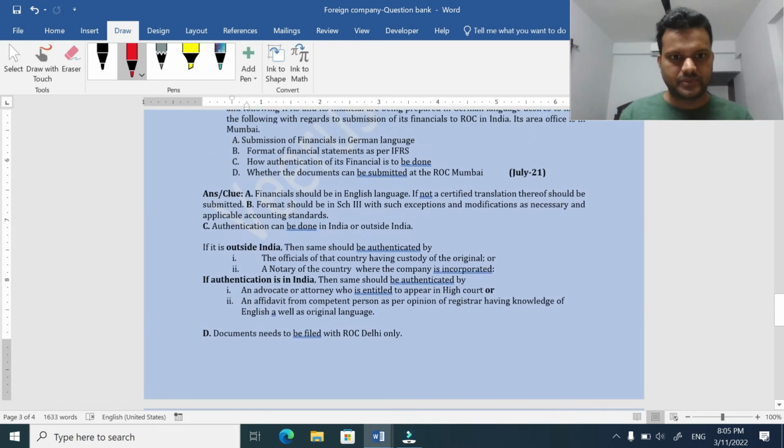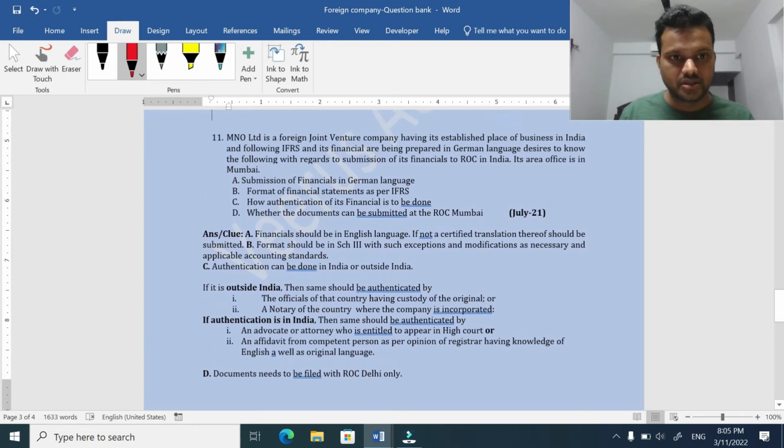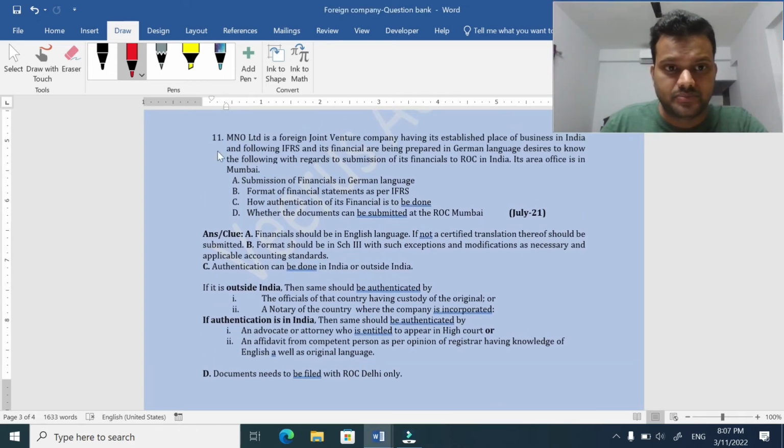Yeah, this is the question from July 2021. It was asked as question number 11. So, what was there in question number 11? This is a German company, and they need a translation into English, and they have not said in this particular question where the translation is happening, whether in India or abroad. So, if you see point number C here, we can discuss the remaining points when we discuss a particular provision. How authentication of its financials is to be done.